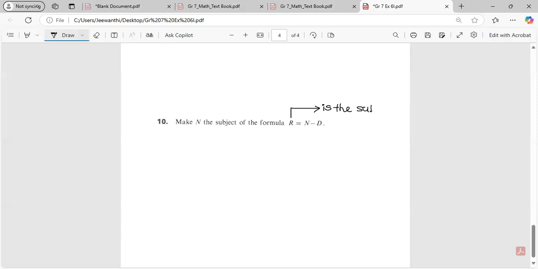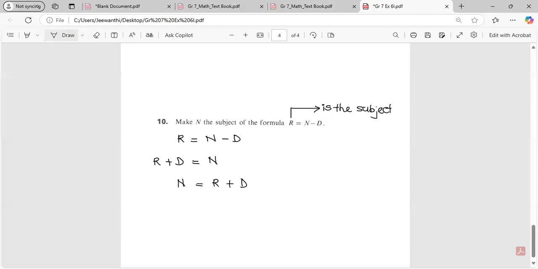But what they have asked us to do, you want to make N the subject. That means you are going to keep the N letter alone. How are we going to do that? R is equal to N minus D. So then to keep the N value alone, I want to send that negative D to the other side. That becomes positive D. So then N is equal to R plus D, right? N is equal to R plus D.